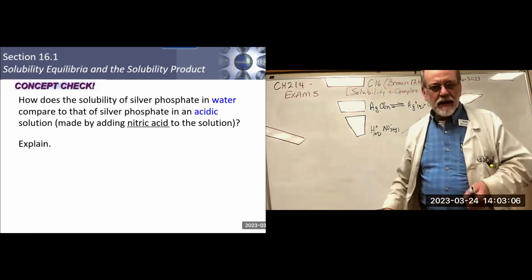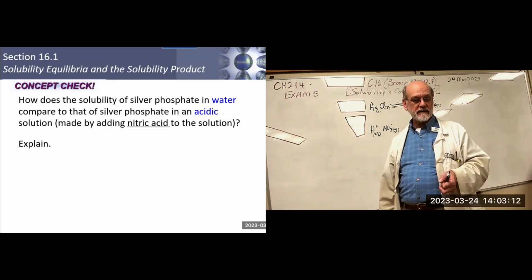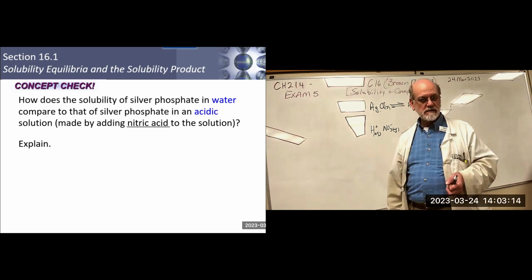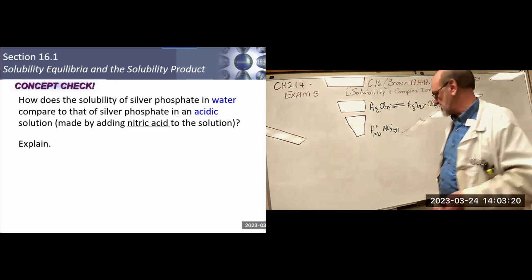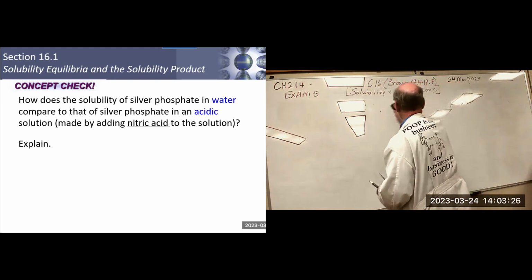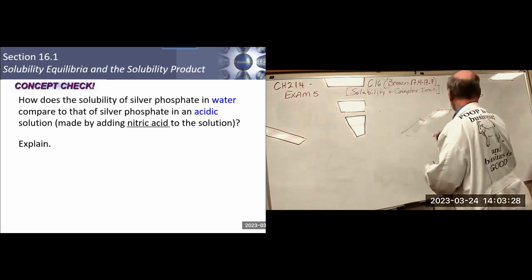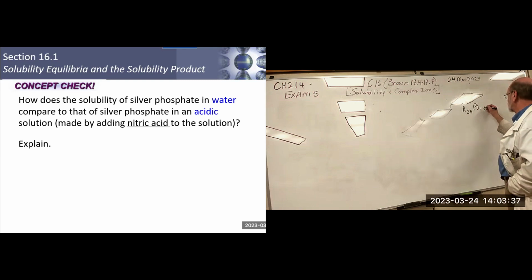Okay. How about silver phosphate in water? And you make your solution with nitric acid. Okay. Let's take this one. Let's go over here. So silver phosphate solid produces 3 silvers plus 1 phosphate.